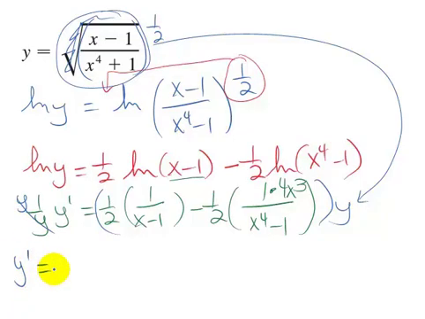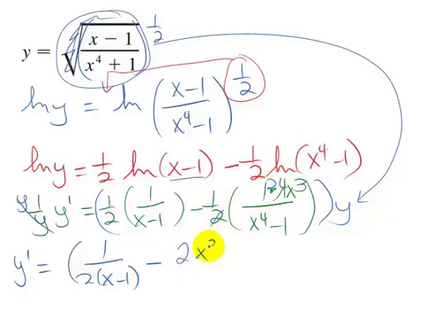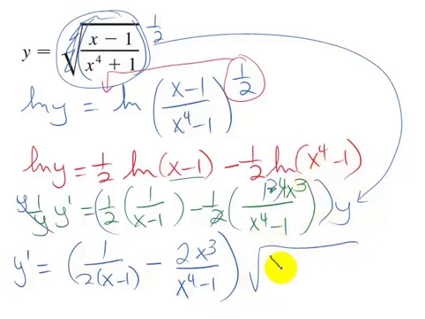And so that expression for the derivative looks like it's going to be 1 over 2 times x minus 1, minus, and we can reduce here by 2, so this is going to be 2x cubed over x to the 4th minus 1, and then multiplied by the square root of x minus 1 over x to the 4th plus 1.